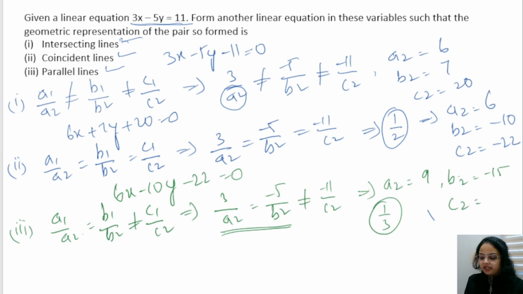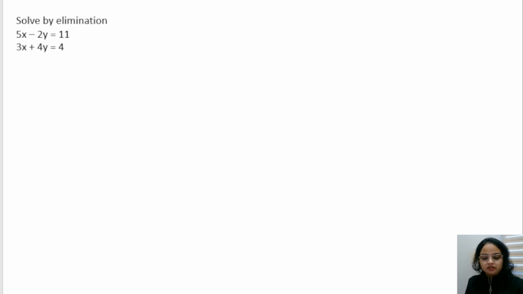Okay. And I will take c2 anything except minus 33. I will not take minus 33 because the ratio will be 1 by 3. So c2 value I will take as minus 30. Okay. So what is the equation here? 9x minus 15y minus 30 is equal to 0. Okay. Next one. We have to solve the given equations by using elimination method.